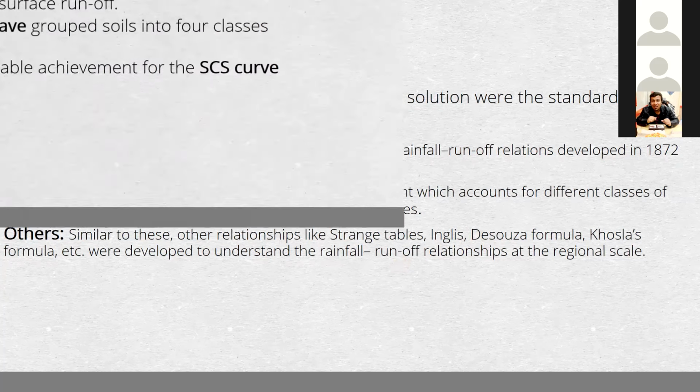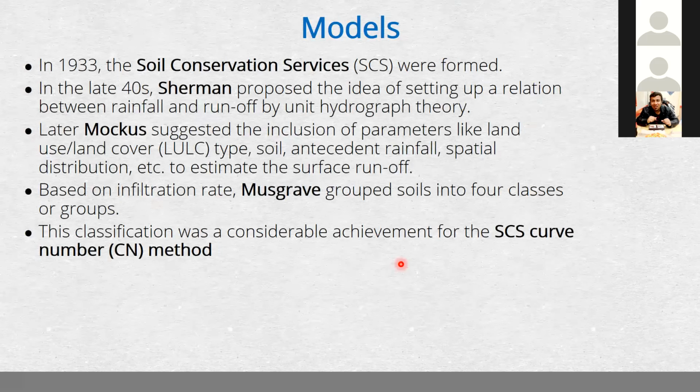But at later stages, some agencies and some ideas came up asking why include only the amount of rainfall. Why not use the land use land cover? Why not include the soil moisture? Why not include some other parameters in generating the runoff?